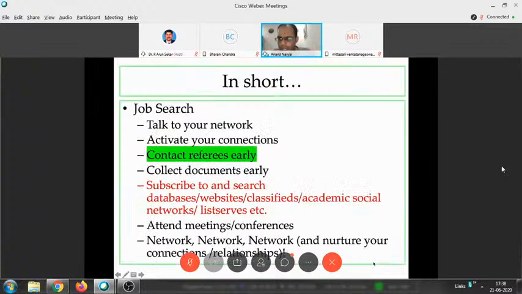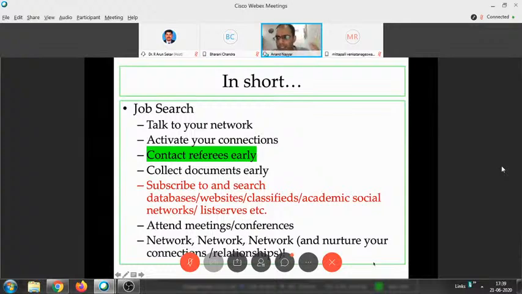So in short, in order to do a job search, the first important thing is to talk to your network, activate your connections, contact referees, most important, and have a good reference, please. Collect documents early, like teaching statement, research statement, good resume, good publication record with essays, Scopus papers, and chapters, and even magazines also. So subscribe and search lots of databases, websites, classifieds, everything. Attend meetings and conferences. And the most important thing is your network.